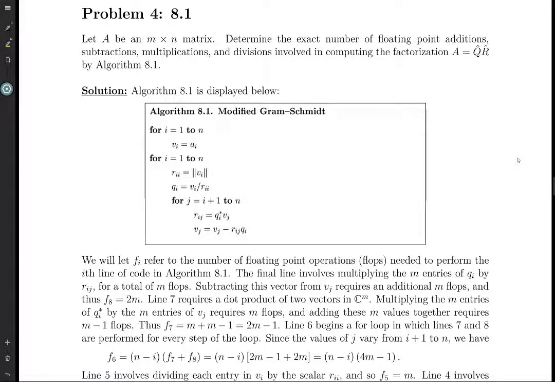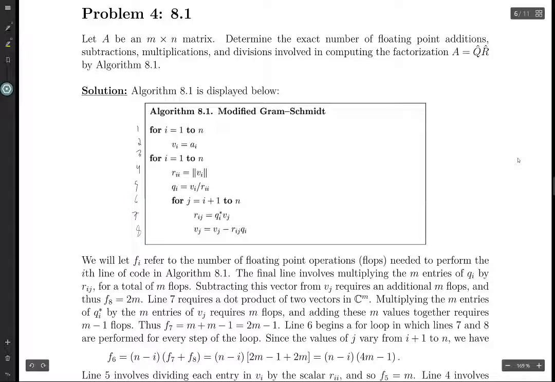Alright, so we have an algorithm and we're going to count the flops. Flops are floating point operations, and we're going to count them. If we just go through this line by line, I think that'll be quicker. I'll refer to these as lines 1, 2, 3, 4, 5, 6, 7, and 8.